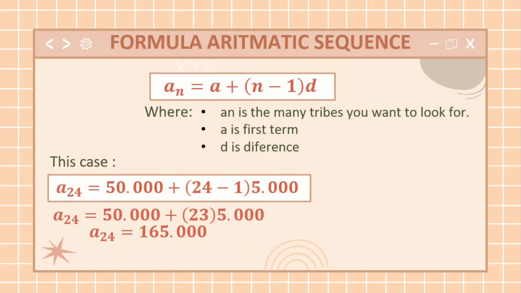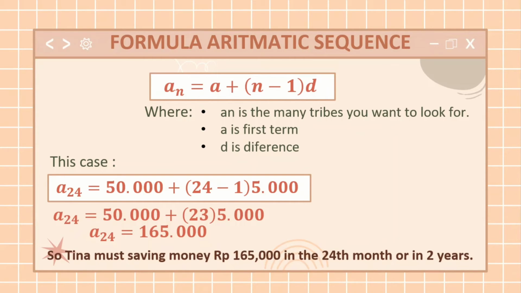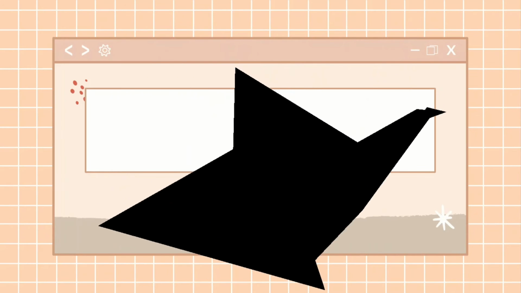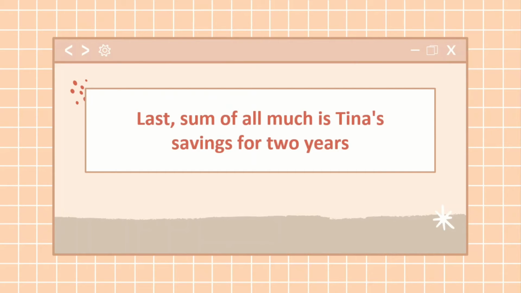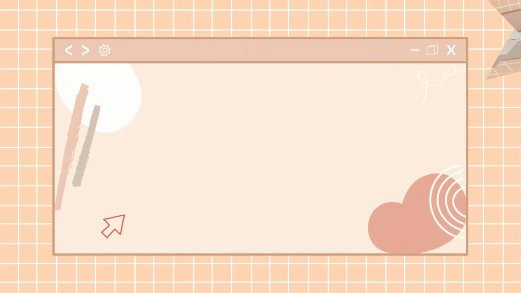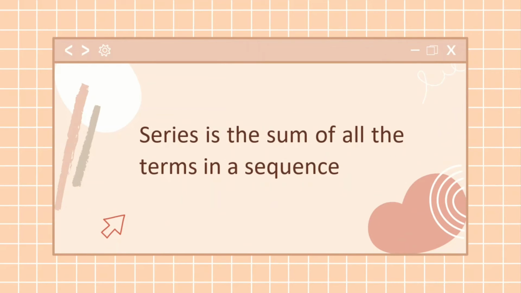A24 equals 165,000. So, Tina was saving 165,000 in the 24th month or in 2 years. After we know Tina was saving 165,000 in 2 years, and the last, what is the sum of how much Tina is saving for 2 years? This case is a sum of series. Series is the sum of all the terms in a sequence.